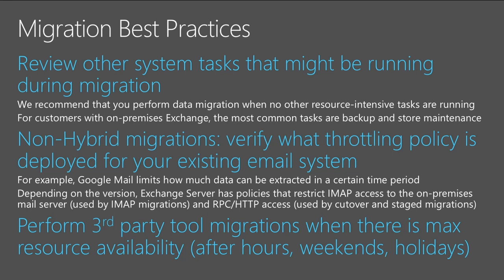And those can also set limits on how fast and how quickly data can be migrated from one point to the other. So you want to make sure that you don't have any throttling limits, both within Exchange, if you're coming from that, or from other mail services if you're migrating some other way. As an example, if you're coming from Google Mail, they set limits as to how much data can be extracted within certain time limits. So that could be a factor in slowing down your migration.